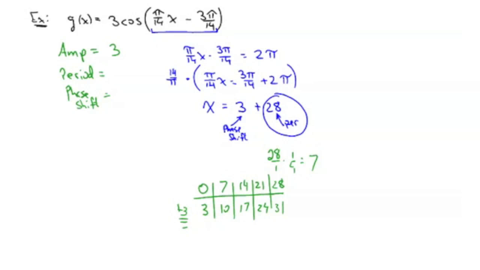Now we can graph it. Oop, I forgot to write it over here. Period is 28, and the translation is plus 3. Phase shift, same thing. Time lag, but we'll get to that later.